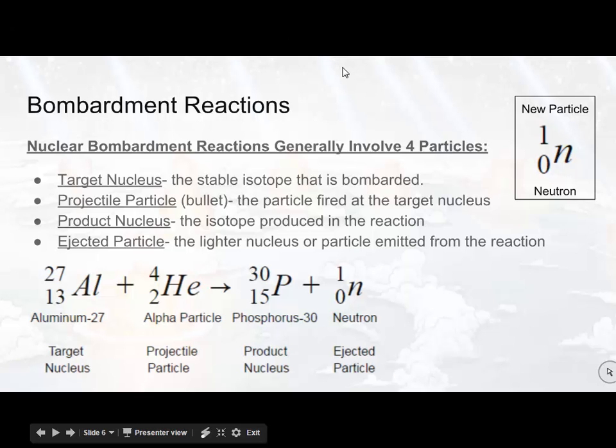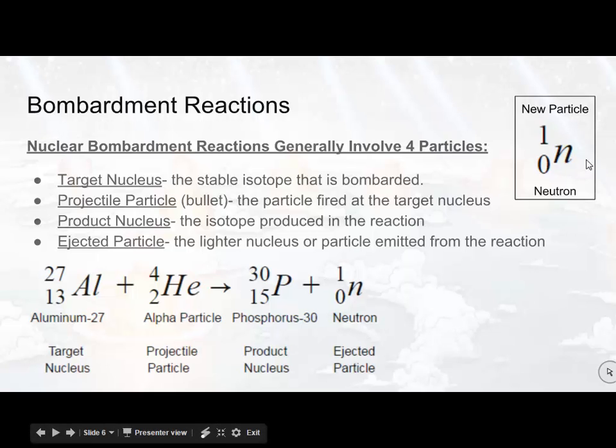And so this process of bombardment generally involves 4 particles, but sometimes it could be 3. We have the target nucleus, the stable isotope that we're going to be shooting. In the last example, they took aluminum-27. Then they had a projected particle, think of it like the bullet. In this case, the projected particle was the alpha particle, being shot at the aluminum. Then we produce a new kind of atom or new element. Here our product nucleus was phosphorus-30. And then a lot of times you'll eject another particle out. The ejected particle is usually the lighter one. In this case it's the neutron.